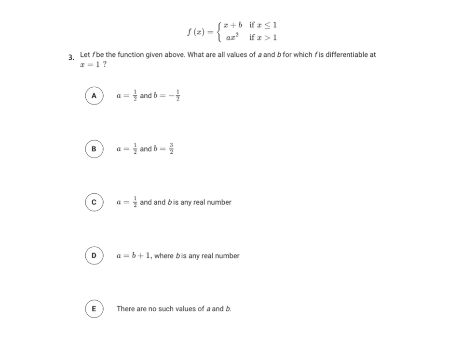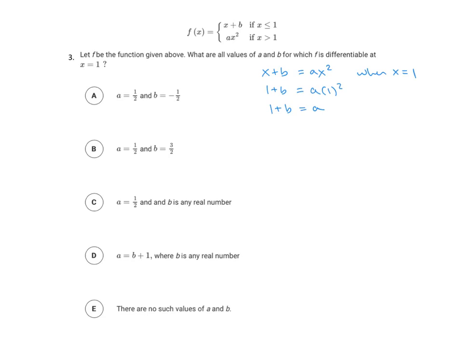So at 1, we need x plus b to equal ax squared when x equals 1. So that the limit as x approaches 1 of f of x from the left equals the limit from the right. And that will be the same as f of 1. So I plug in 1 for x, and I simplify as much as I can. And so I get 1 plus b equals a.